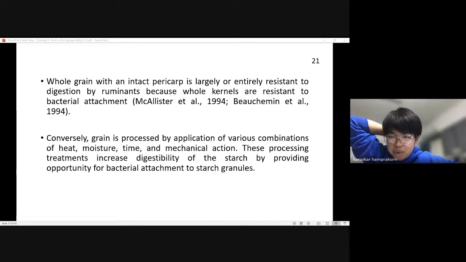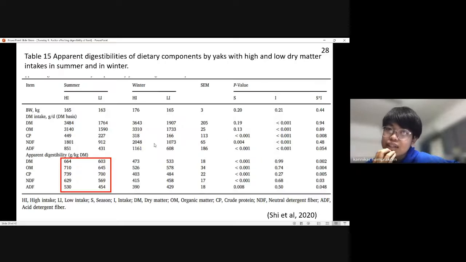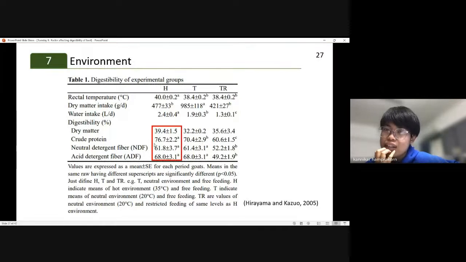Aswah, could you go back to slide 27? Yes, 27. For the table, I'm wondering why the T group had a higher dry matter intake, very much higher than the other groups. Is this a common value or not?